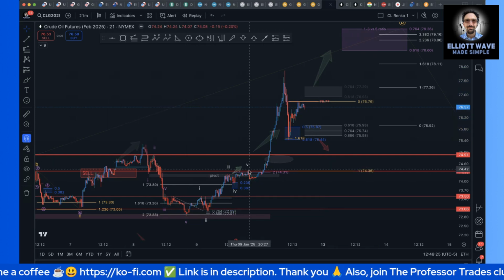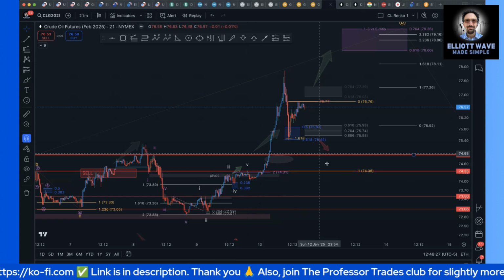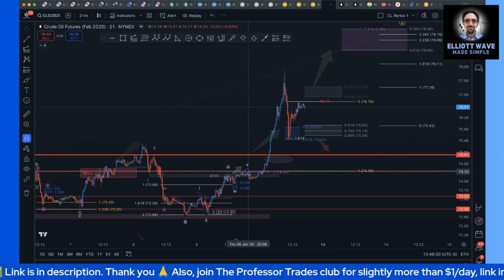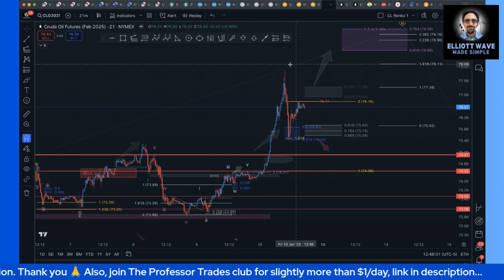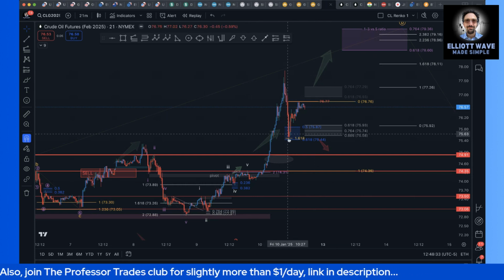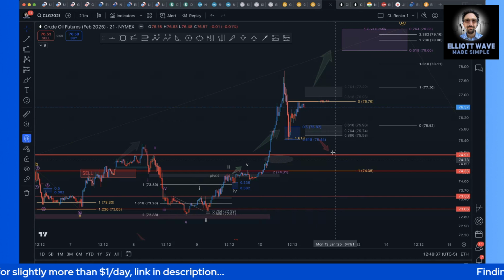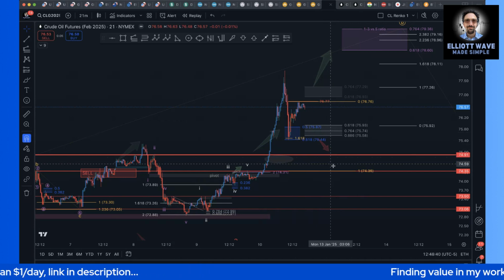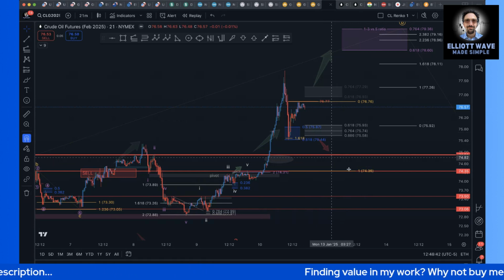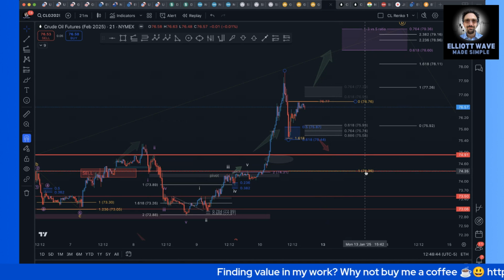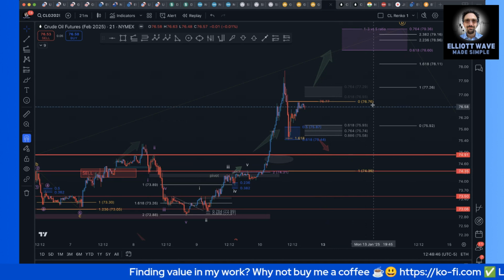Right exactly where that 1 is. And I said it cannot break the level of 1. So if this wants to make a larger three-wave correction, meaning A, B, and then now if it comes down and breaks this level of support, this is a target. But for right now, I'm not trading for that. I'm not looking at that.